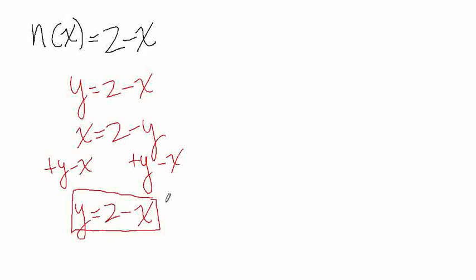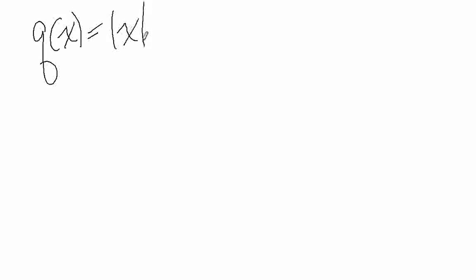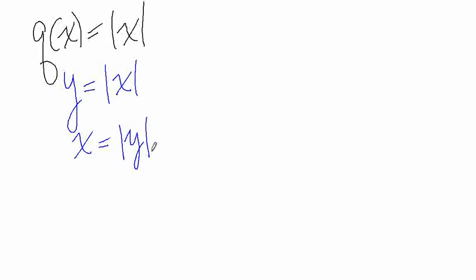Now that I've given you a procedure to find the inverses of functions, let me immediately say that not all functions have inverses. Watch what happens if we try to apply the procedure I just showed you to a function that does not have an inverse. Suppose we had the function q of x equal to the absolute value of x. So trying to find its inverse, we would work with the equation y equals the absolute value of x, and then x equals the absolute value of y. And how do you solve that equation for y? How do you isolate y?